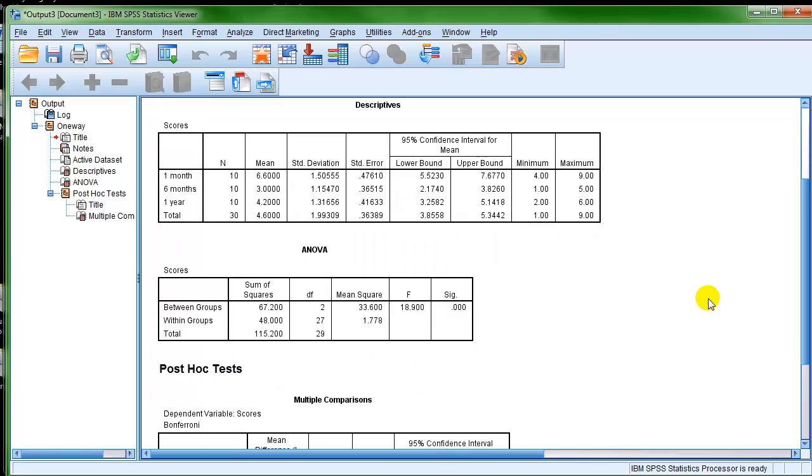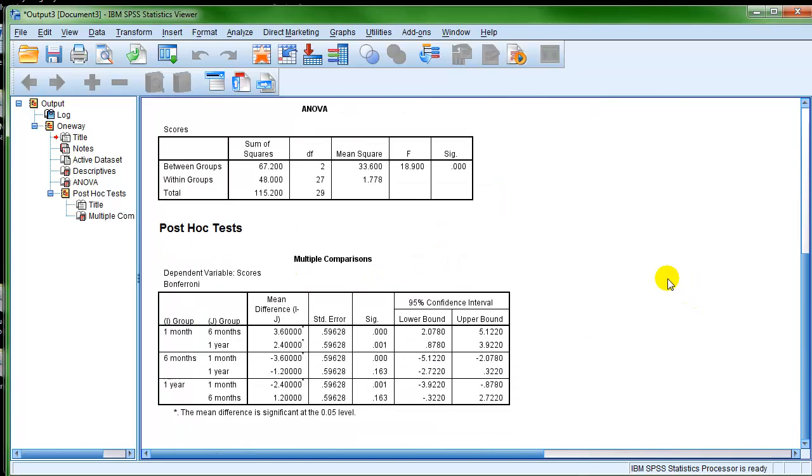Okay. So we scroll down to our between group test here, and this tells us that we do have a significant difference. The F value is 18.9, the significance level is 0.000. That tells us that there is a significant difference somewhere amongst these groups. It doesn't tell us where. It doesn't tell us if 1 is different than 2, if 2 is different than 3, or if 1 is different than 3. It just simply tells us that there is a significant difference somewhere.